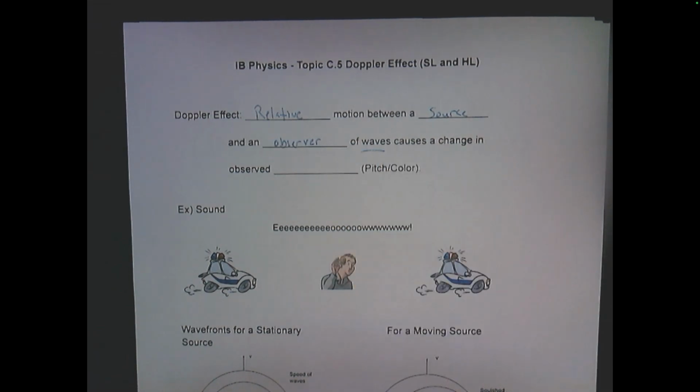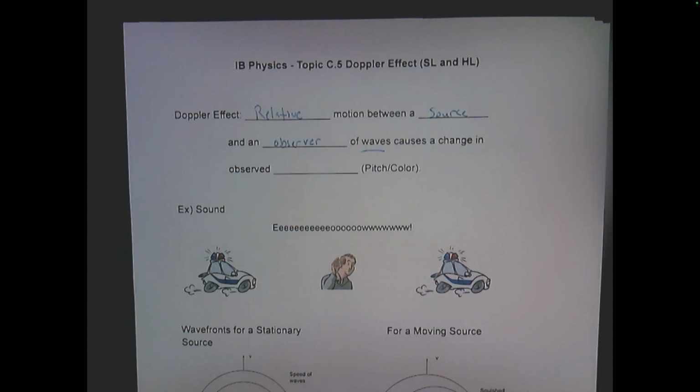So we'll see some examples here. Any type of wave can experience the Doppler effect. We have to have motion, though. We haven't really seen this before. We've seen things create waves and other things experience the effect of those waves. But what if those things are moving? Either the source of the waves or the thing that's observing the waves are moving.